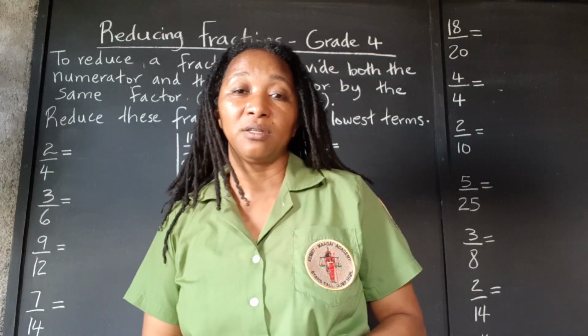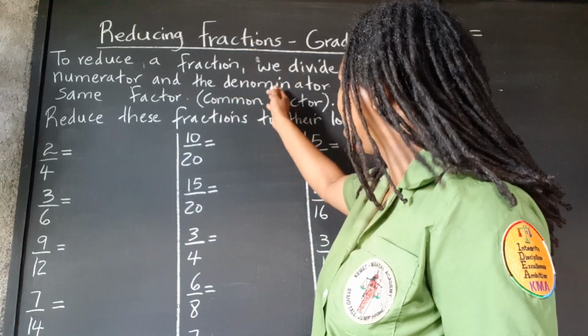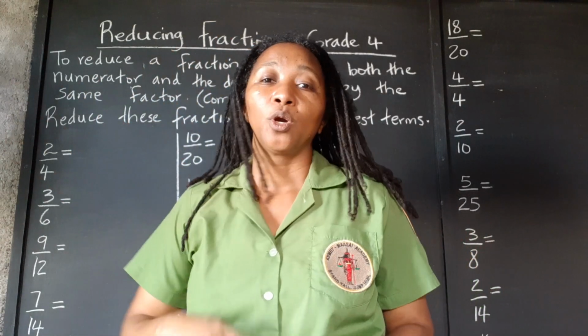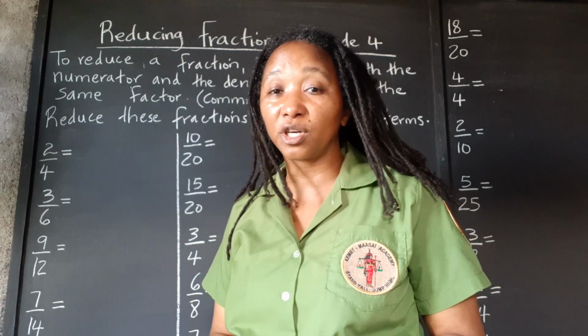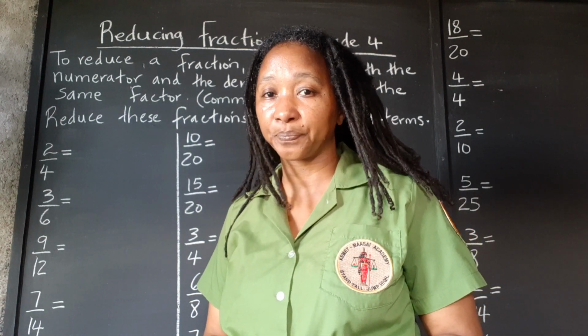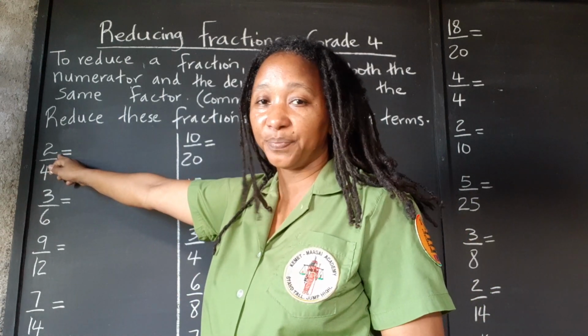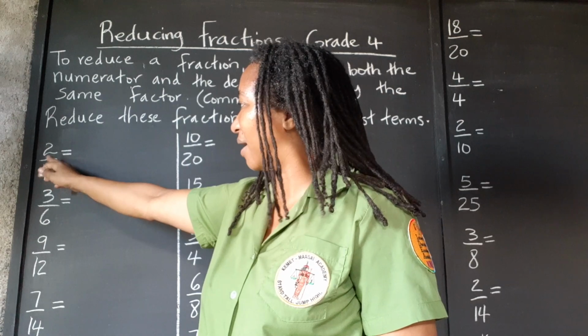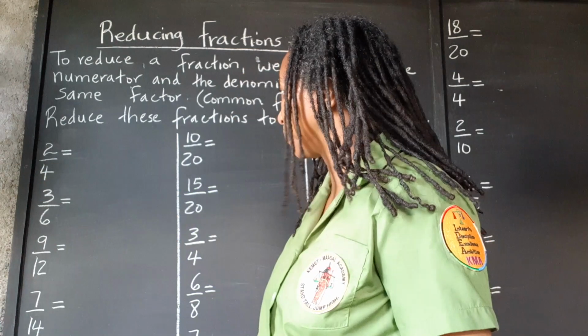Now, if you are still not familiar with what I'm talking about, denominator, numerator, go ahead and look up the video that was done on the introduction to fractions. The numerator is the number at the top of the fraction bar and the denominator is the number at the bottom. That's what we mean.